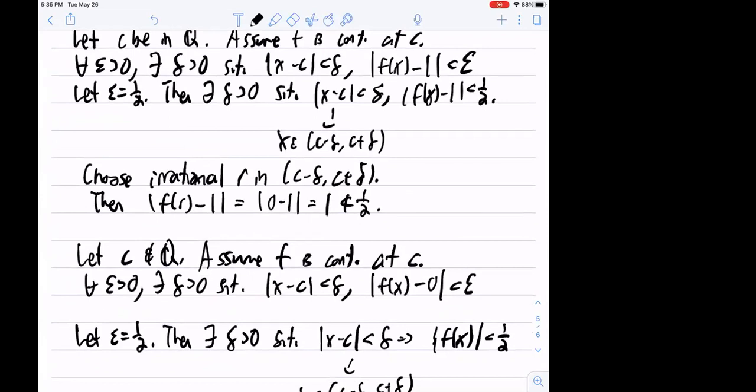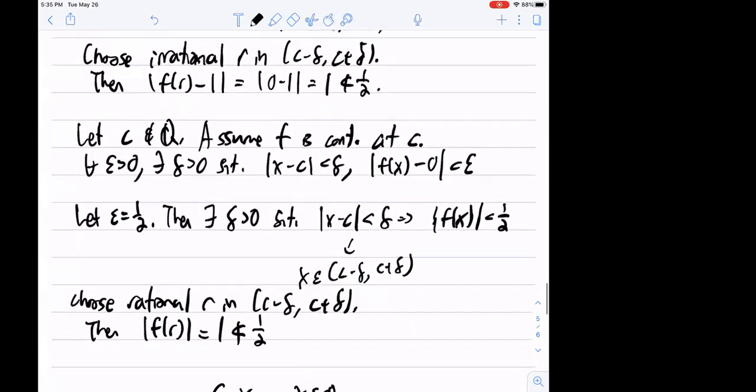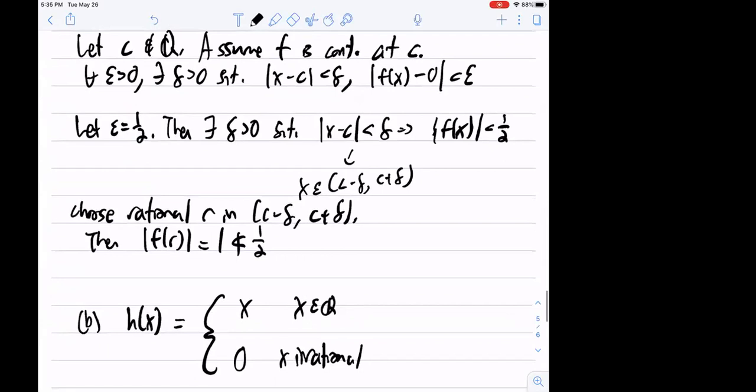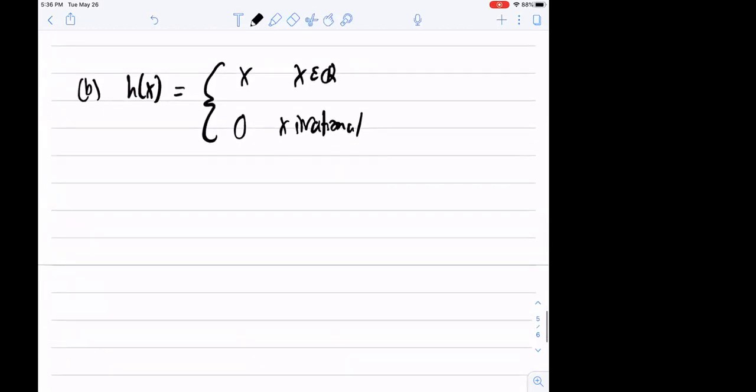So epsilon being a half is not something you have to choose. You could have chosen epsilon as 1 or a third or something else. As long as it works, whatever works for you. So the problem is: show it's continuous at 0 and nowhere else.